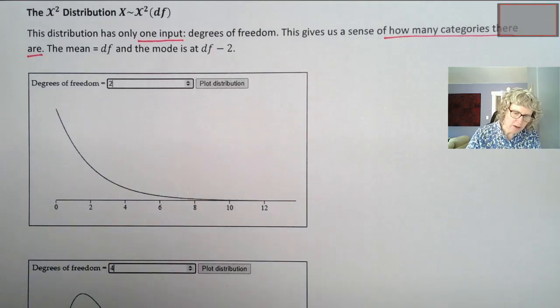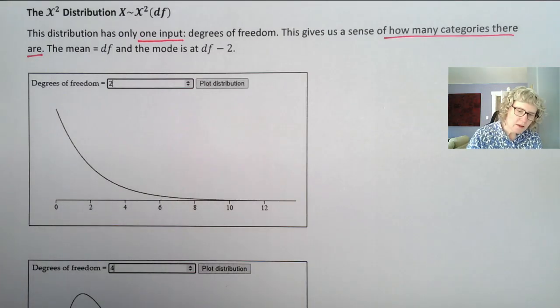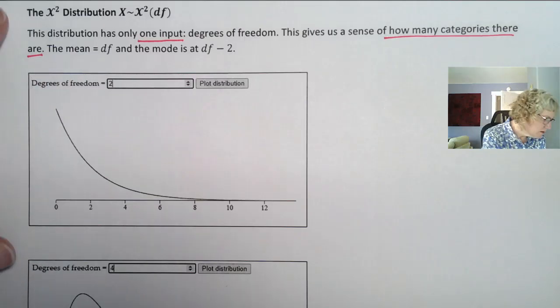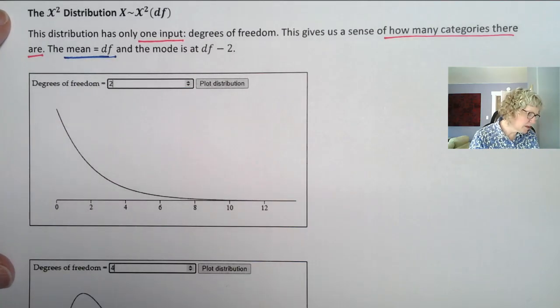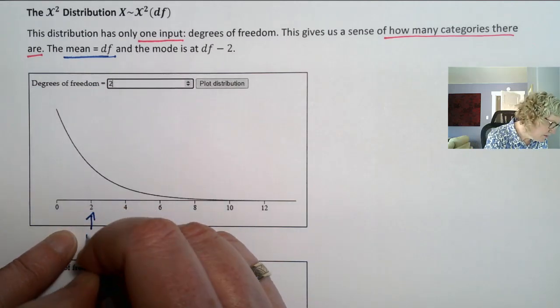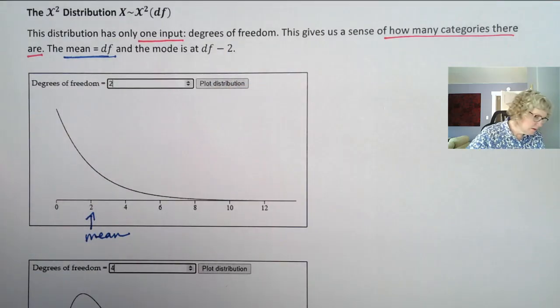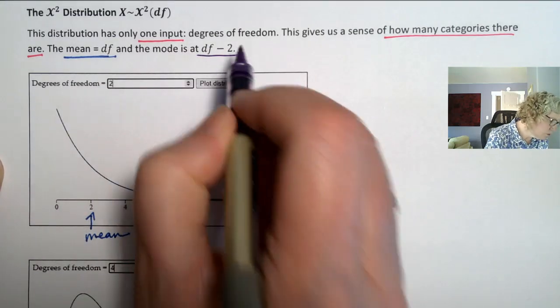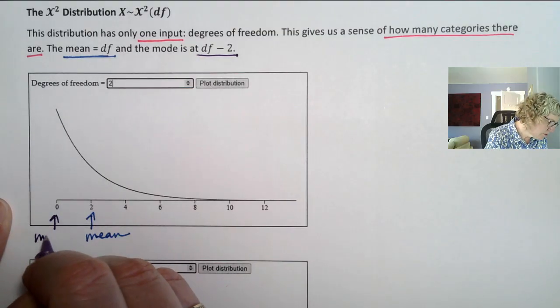Okay, so let's go back to our notes here. And let's highlight a couple things about this. Okay, so for this distribution, the mean is actually at the degrees of freedom. So degrees of freedom 2, this is the mean. And the mode is at degrees of freedom minus 2. So if I go 2 minus 2 is 0, that makes sense. That's where the mode is.